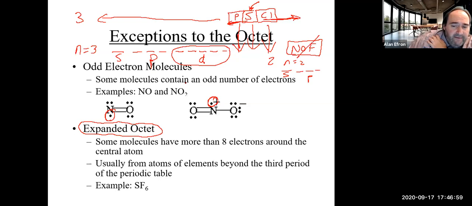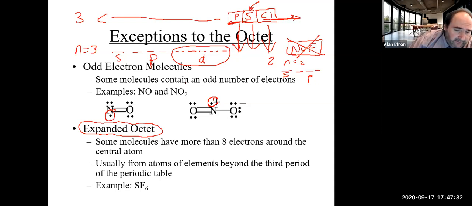These guys never have the ability to go over 8. They should always obey the octet rule because they don't have those d orbitals available to them. So definitely where nitrogen, oxygen, and those guys are in the 2nd period, they have to obey the octet rule. They cannot go over it. But those guys below it, at sulfur and below, they can go above 8, and again have that expanded octet because they have those d orbitals.